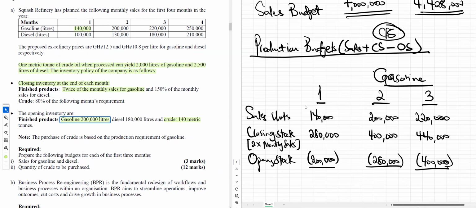And how did we prepare production? Is it not sales units plus closing stock minus opening stock? So sales unit 140, closing stock 280, less opening stock 200. But doesn't closing stock for this month become opening stock for the next month? So this closing stock becomes opening stock for the next month. Closing stock is 2 times the current month sales. So 2 times this is 400. 2 times 220 is 440. That becomes your production budget.